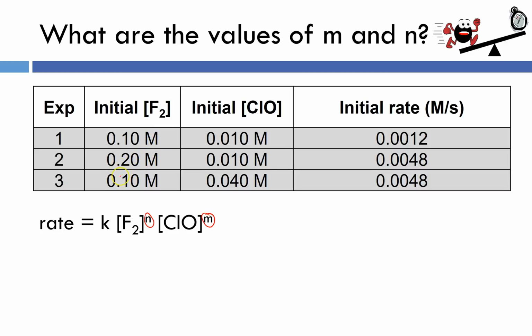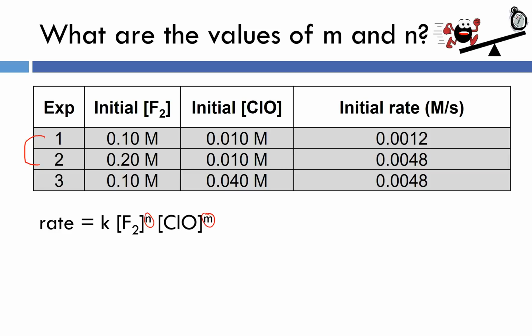Or I guess I could look at 2 and 3 potentially. And over here, I want the concentration of ClO to stay the same. So it's definitely going to be experiments 1 and 2. So what we do is we take a look and see what has happened to the concentration of F2. So it went from 0.1 molar up to 0.2 molar. So in other words, it doubled. So any change in the rate can be attributed to this change in concentration of F2.